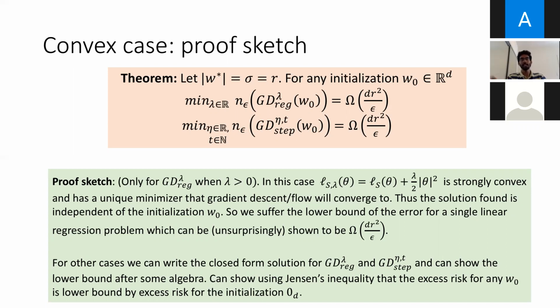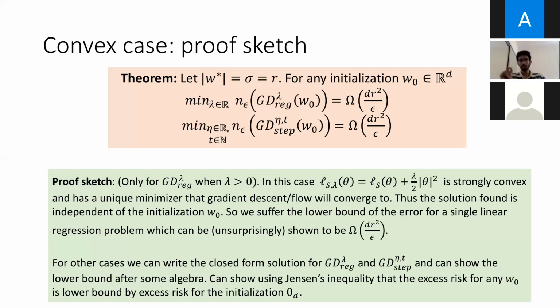And in the other cases, it's a little more involved, but the idea is still very simple. For other cases, you can write the solution for t steps of gradient descent with learning rate eta. You can write the closed form solution and the dependence on the initialization W0. And it's actually just a linear dependence.